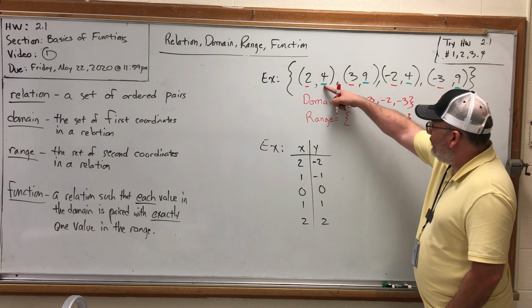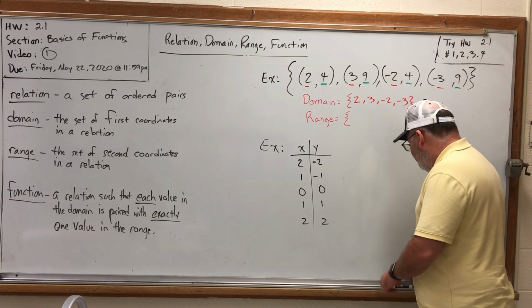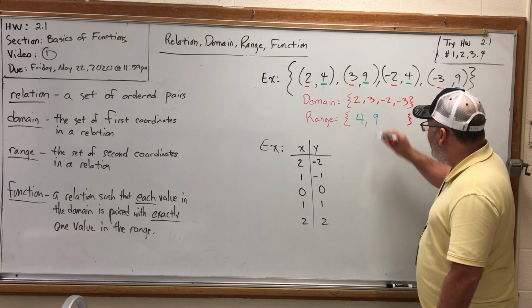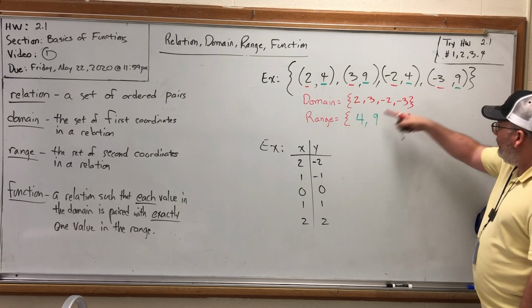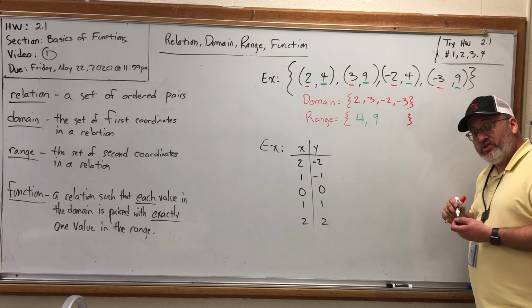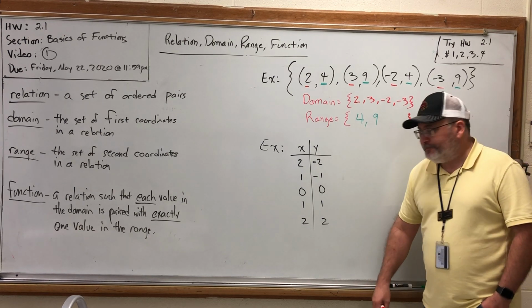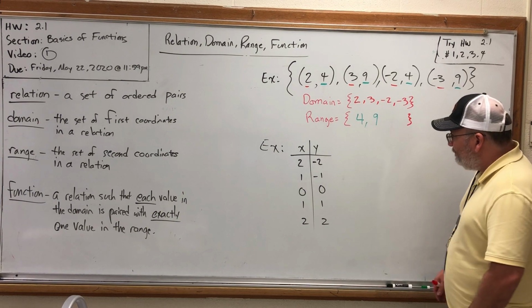So the first element in the domain is 4, the second element in the domain is 9. I've already got 4 and I've already got 9, so that's all that's in this relation's range, 4 and 9. Pretty small range. Let's take a look at the second one.